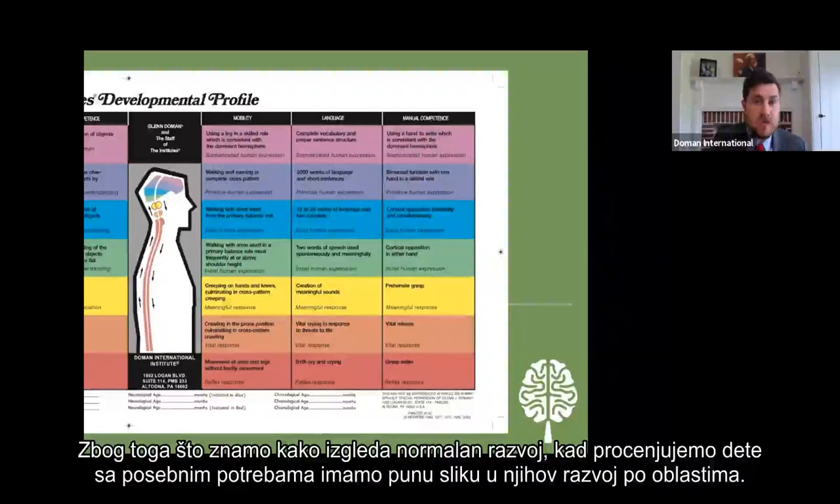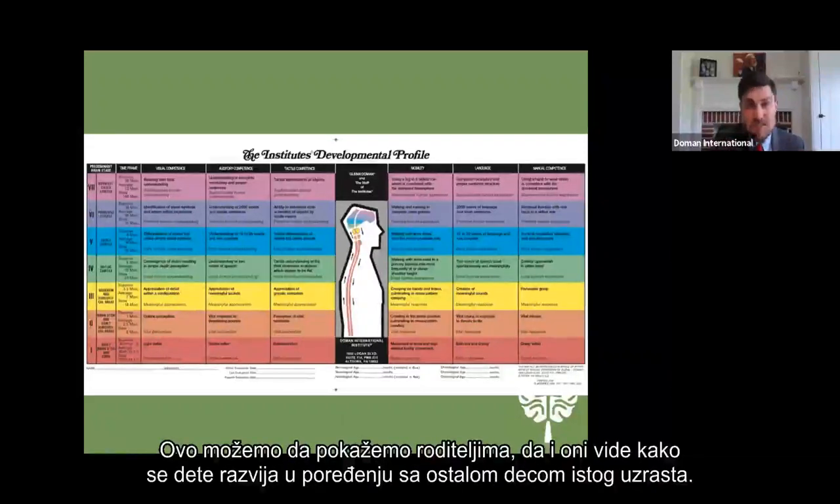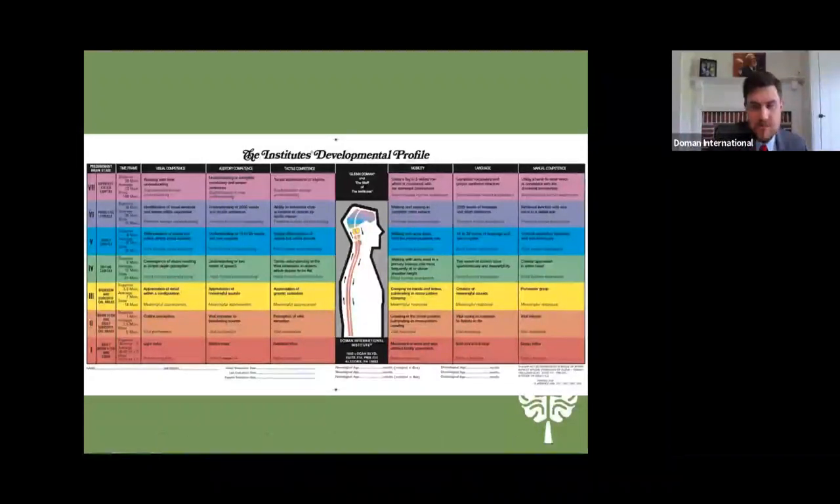And so because we know what normal child development looks like, when we evaluate a child with special needs, we are then able to see, we get really a full picture of their development in these different areas. And by the way, we can also show this to parents, and parents can see how the child is developing compared to other children of the same age. And then we know where a child's strengths lie in their development, and then what areas need focus and attention to help a child develop better in those areas.